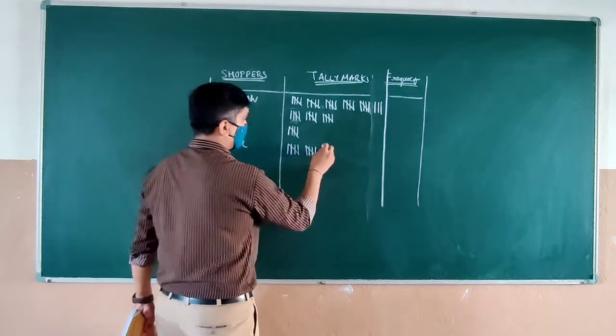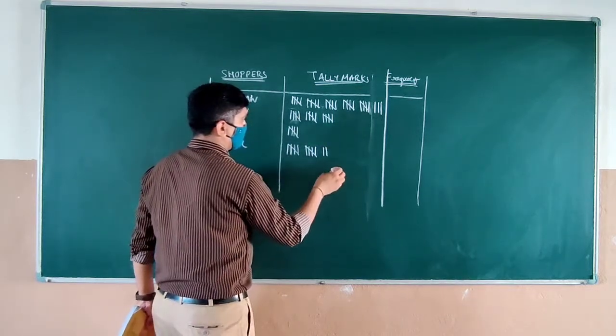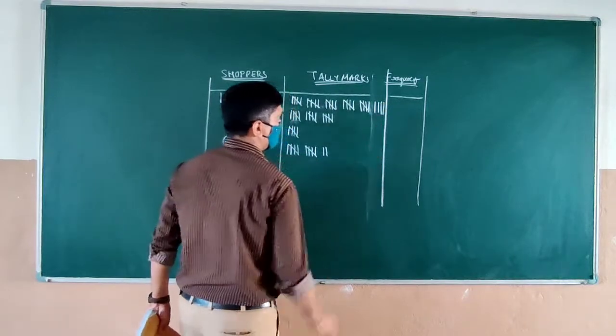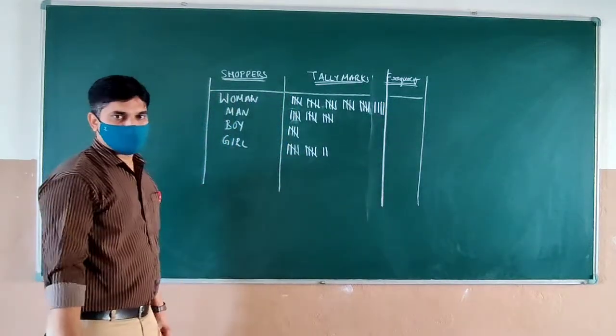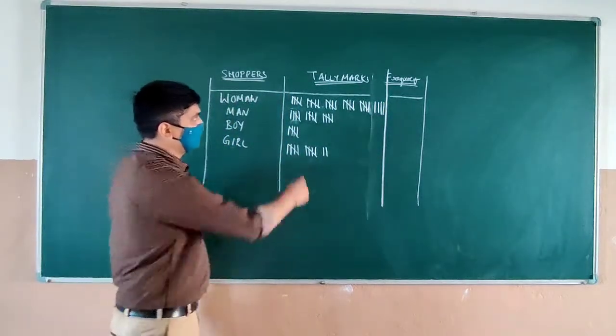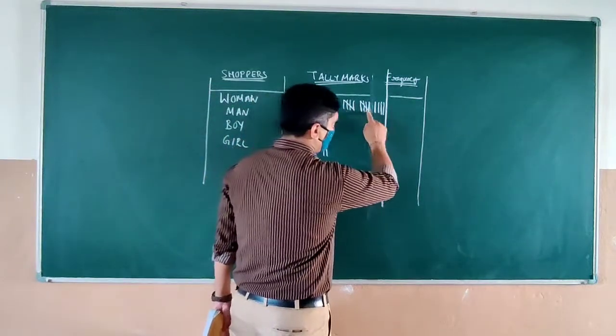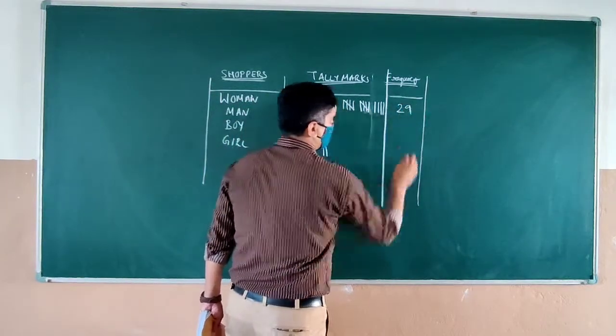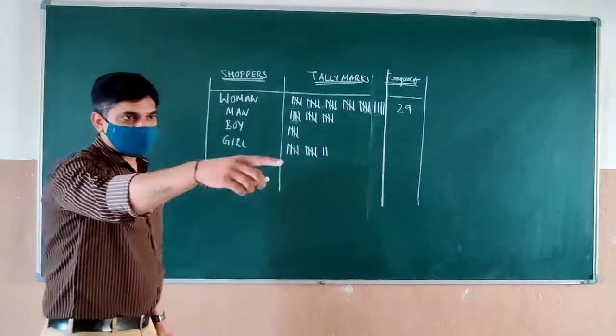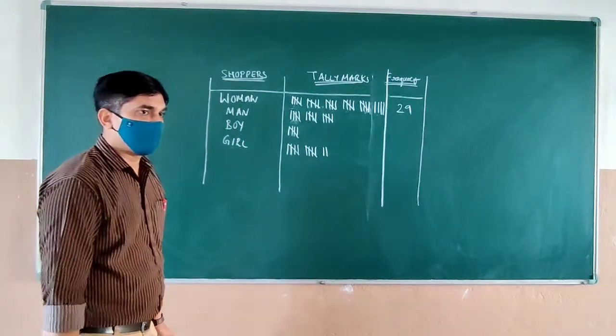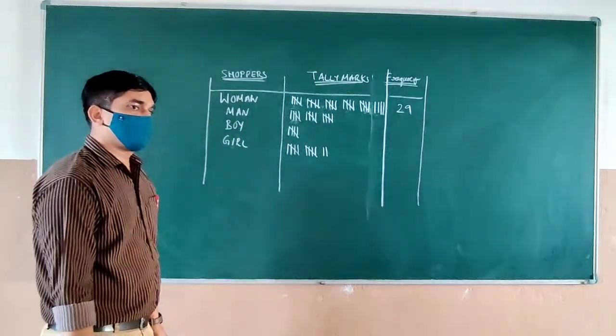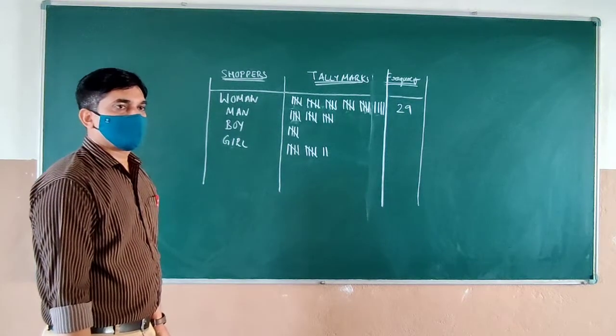2 times done. Last woman. Okay, you are supposed to see what we have done. Okay, 5, 10, 15, 20, 25, 29 times woman. Please watch back side if we have not mistaken.